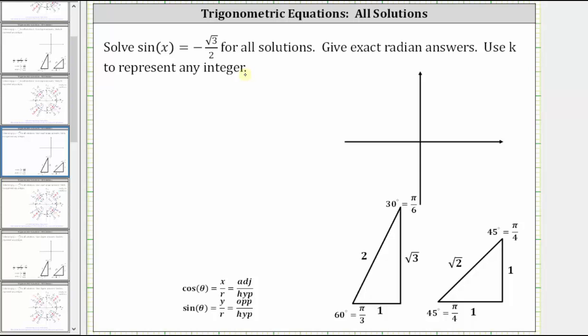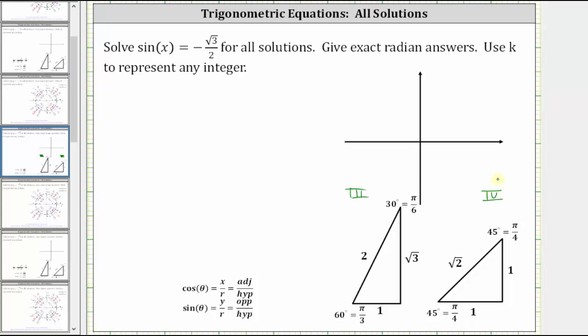The first thing to notice here is that the sine function value is negative, and since sine theta is equal to y divided by r on the coordinate plane, sine is negative where y is negative, and therefore we're looking for angles in the third and fourth quadrants where y is negative.